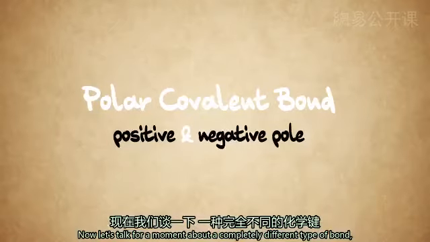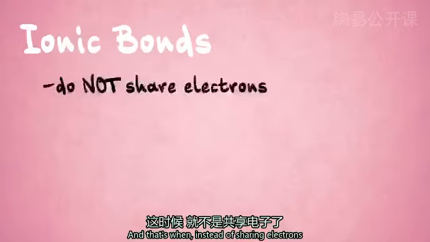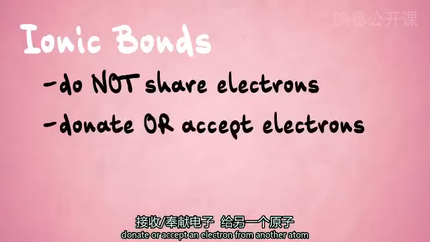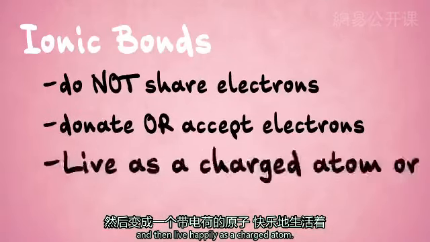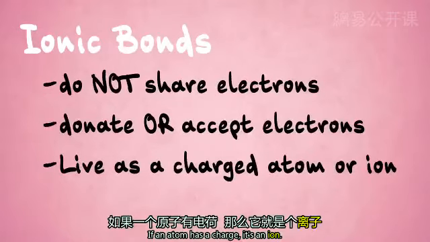Now let's talk for a moment about a completely different type of bond, which is an ionic bond. That's when, instead of sharing electrons, atoms just completely, wholeheartedly donate or accept an electron from another atom and then live happily as a charged atom. And there actually is no such thing as a charged atom. If an atom has a charge, it's an ion.